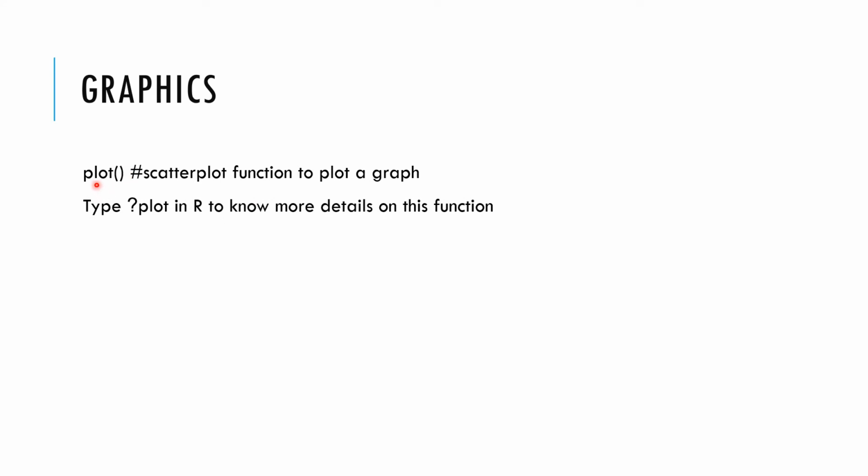Now let's look at the graphics in R. plot is one function, which is a scatter plot function to plot graphs, and it has many arguments. I would suggest, if you want to know the different arguments or more details about this function, or anything about a function in R, you type a question mark, and next to that you mention the function name without brackets. It automatically opens the help page, and there you can look at the different options.